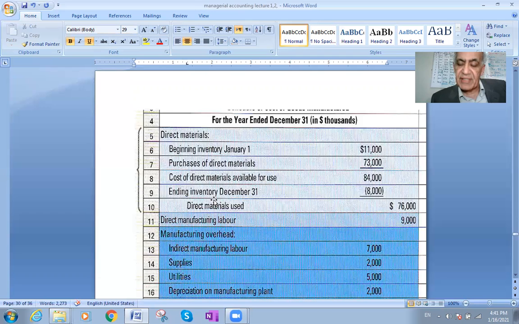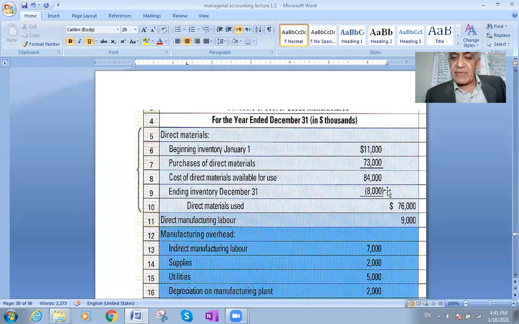Minus ending. I told you, for all of the cost of goods sold, manufactured, whatever, it is the starting plus during minus the ending. Start plus during minus the ending. These are the rules for all of them. Then here we have 11,000 plus 73,000 for the purchase of direct materials. That will give me 84,000. Now we will deduct the 8,000.